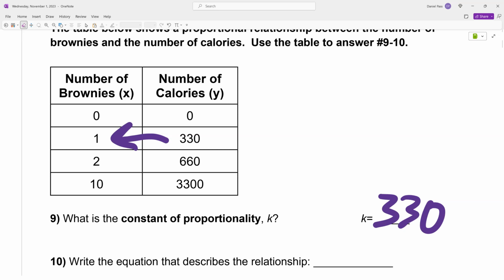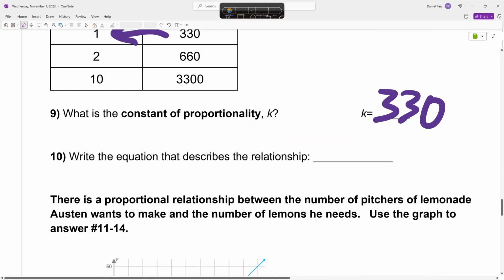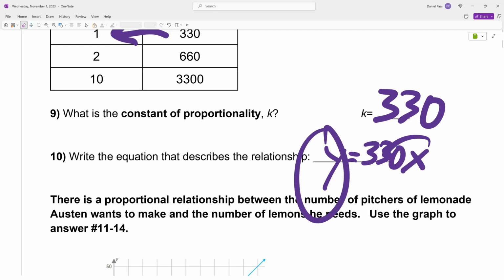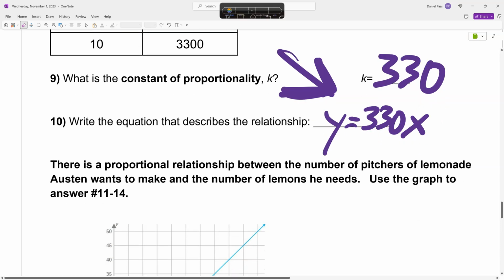Sorry. Finish? Sure. Okay. All right, write the equation. Ooh, who knows how to do this? Y equals 330x. Excellent job, Alexa. Remember, you have to have a y, an x, and a number in between. So you guys are going to have to type this during the test tomorrow. Okay.